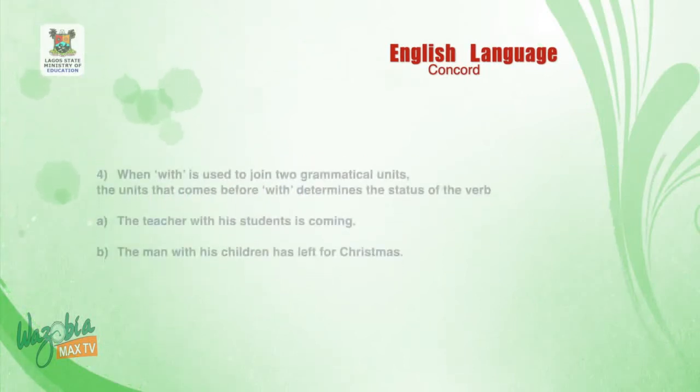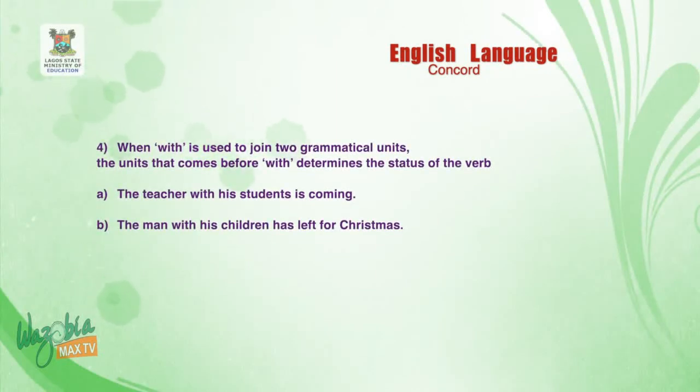Four, when "with" is used to join two grammatical units, the unit that comes before it will determine the status of the verb. If the unit that comes before "with" is singular, the verb will be in singular form. For instance, the teacher with the student is coming. We can reverse it to have the teacher is coming with his students. The man with his children has left for Christmas.